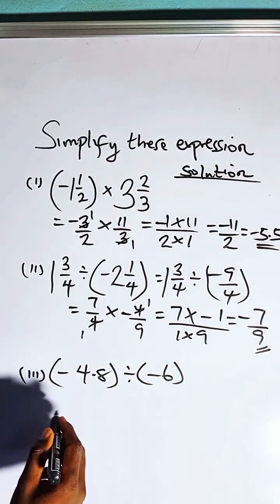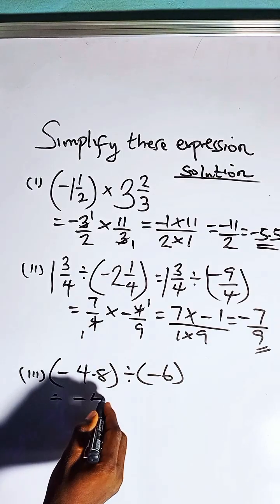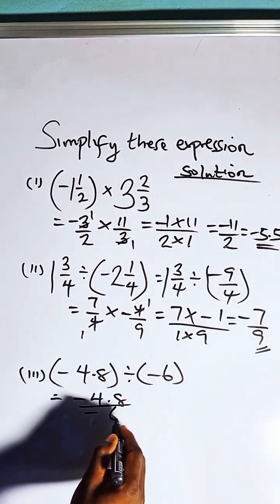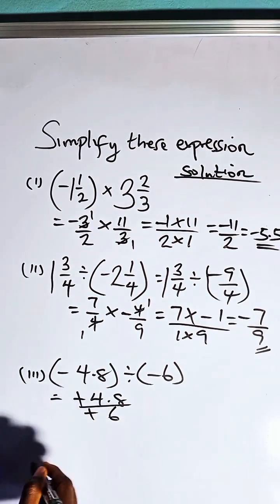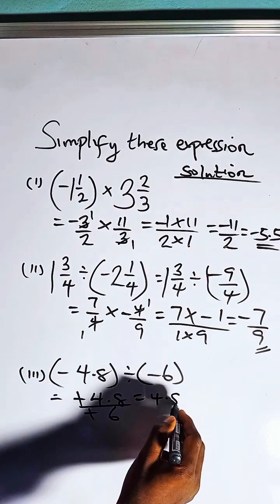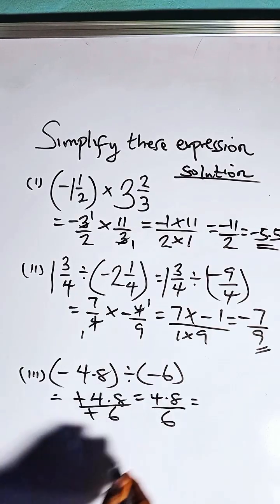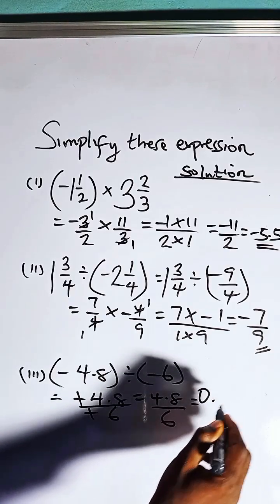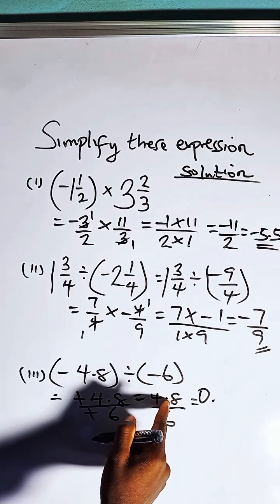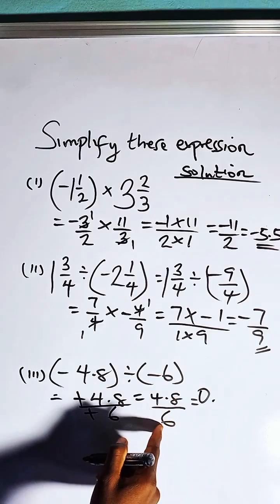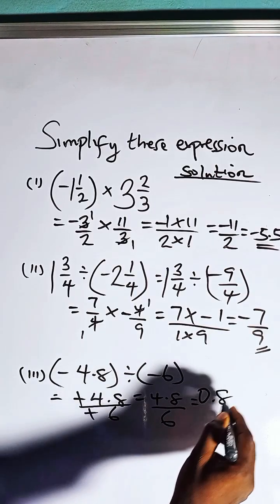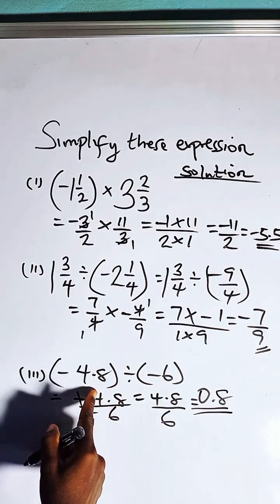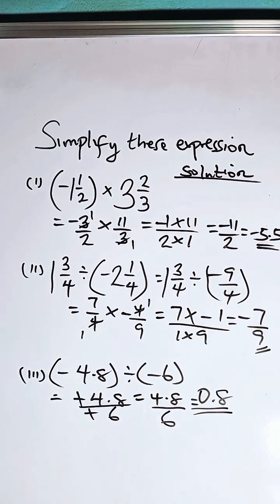For minus 4.8, we can write it this way. Since this is division, we have minus 6. The minus cancels the minus, so we have 4.8 over 6. Can we divide 4 by 6? No, so that is 0. So we put our 4 beside the 8, that is 48. 48 divided by 6 is 8, so we have 0.8. So when we divide these numbers, we have 0.8.